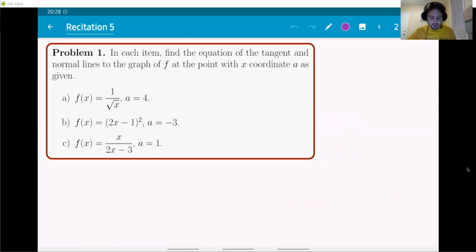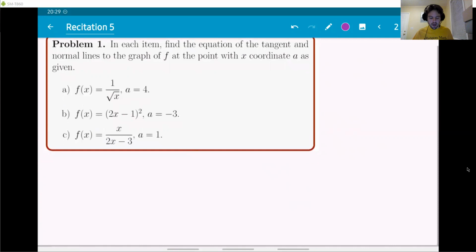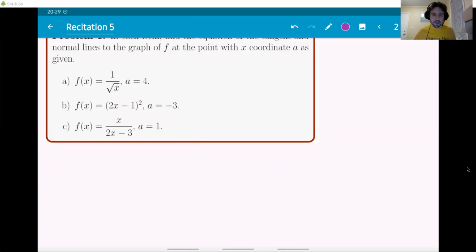Also keep in mind, we don't know yet any of the rules that facilitate calculating derivatives for this recitation, which means that I'll be calculating them as limits according to the definition. That's exactly what we need for these functions right here. So in each item, find the equation of the tangent and normal lines to the graph of f at the point of the coordinate a as given. So for example, in the first one, the function is 1 over root x, and the point is a equals 4. We want to find the equation of the tangent line and also the normal line.